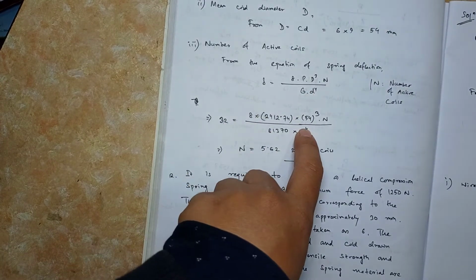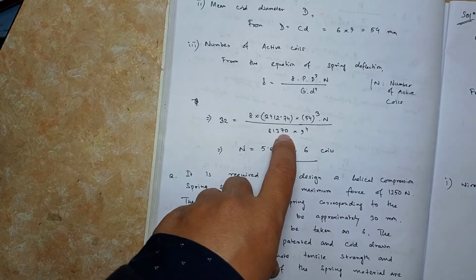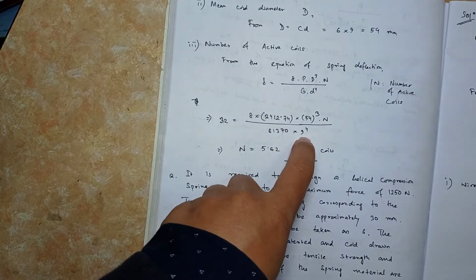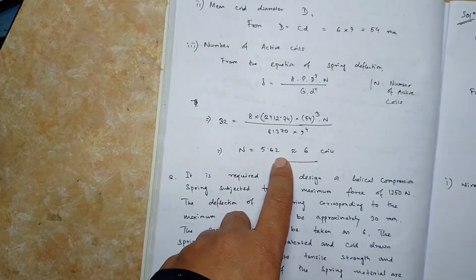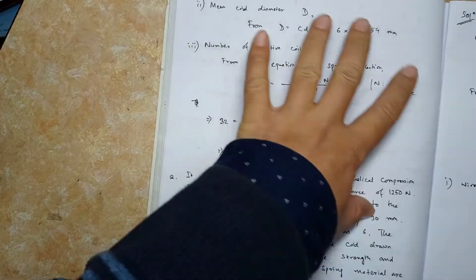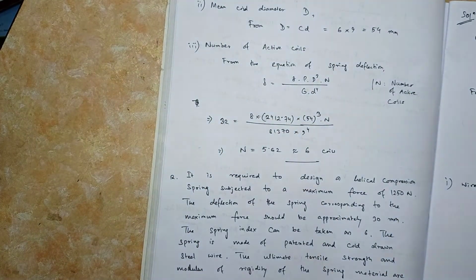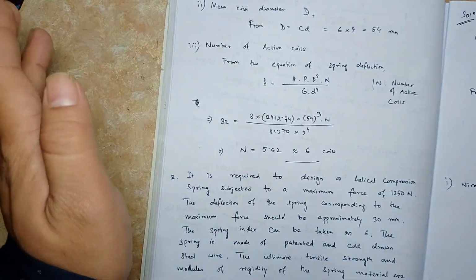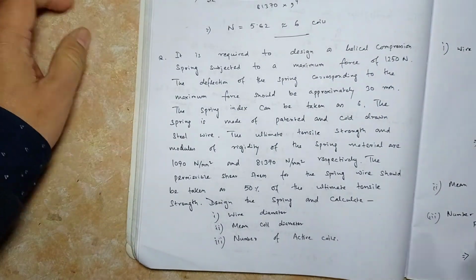So this D is 54, N is unknown, G is given in the question as 81,370, and this d we have just found as 9. So from here we have calculated N as 5.42, approximated as 6 coils. So this is a numerical of a spring, where we have to find out the mean coil diameter, wire diameter, and number of active coils. A similar numerical is given, another one.